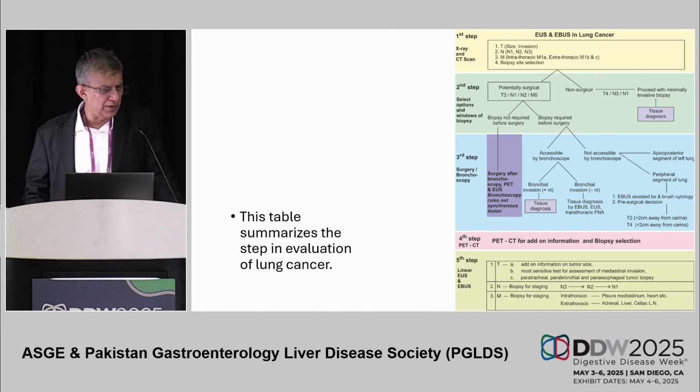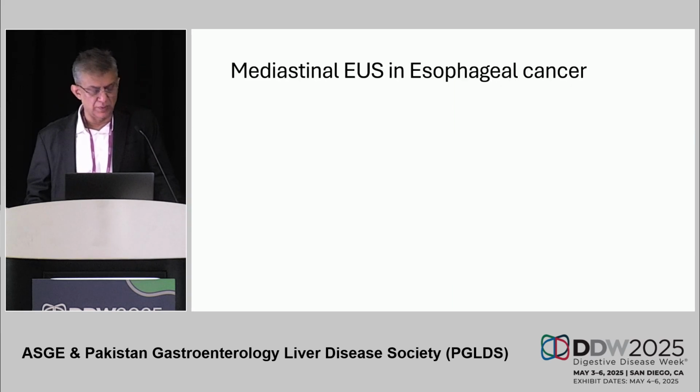So this table broadly summarizes, looks too good, but too big, too cumbersome, but the first step is X-ray, CT scan. Second step is select options of biopsy. Third step is select what is the tissue diagnosis. How will you get the tissue diagnosis? Then if you are going to do a surgery, you have to do linear or endobronchial ultrasound in a case of lung cancer to evaluate.